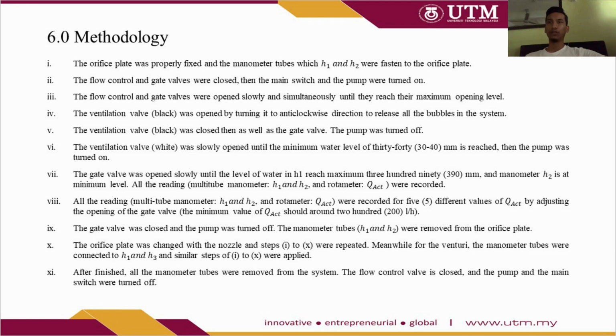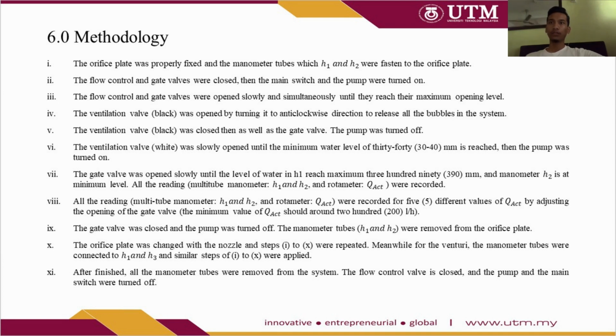The pump was turned off. Then the ventilation valve, which is white, was slowly opened until the minimum water level of 30-40 mm was reached. Then the pump was turned on. Then the gate valve was opened slowly until the level of water in H1 reached a maximum of 390 mm and manometer H2 was at minimum level.